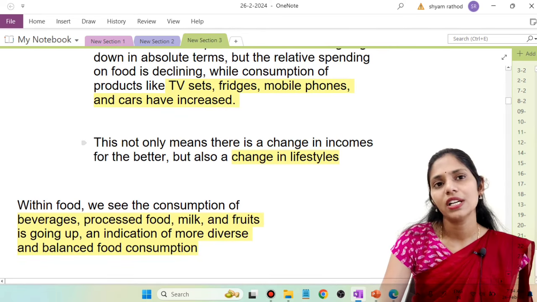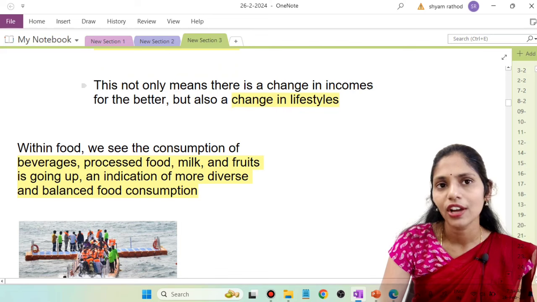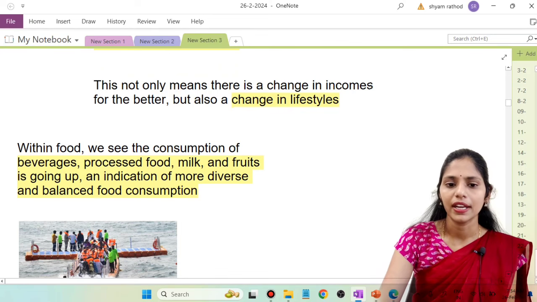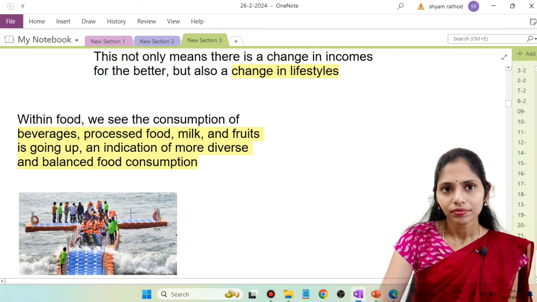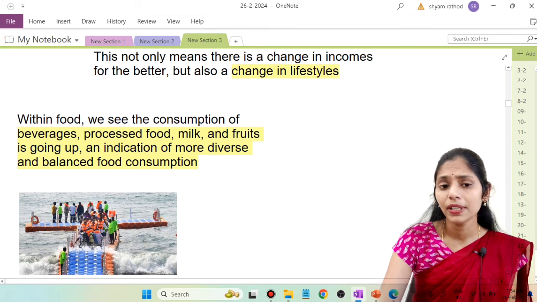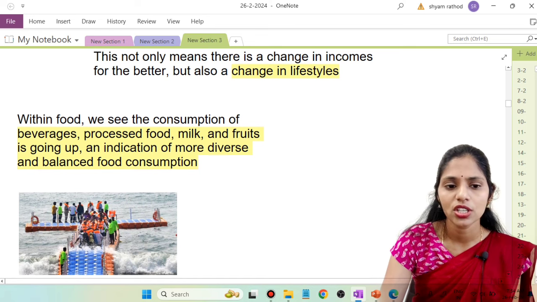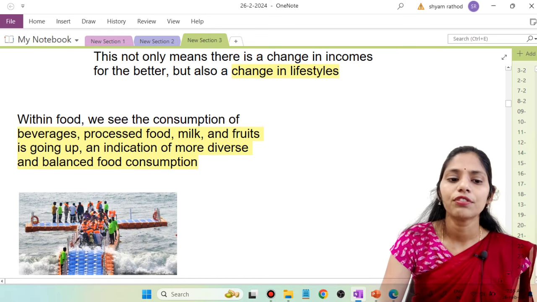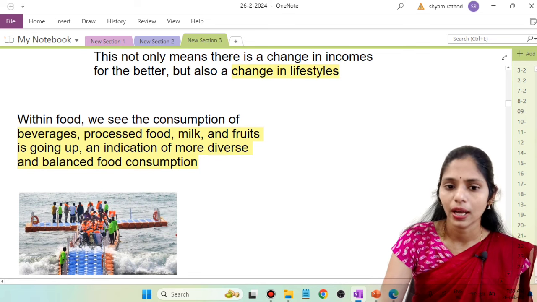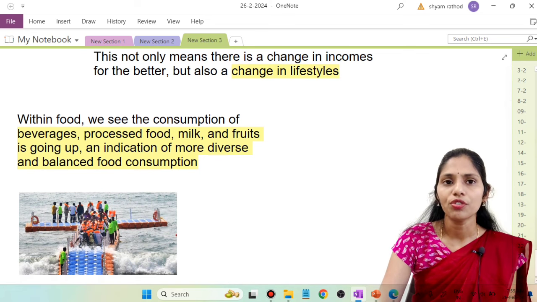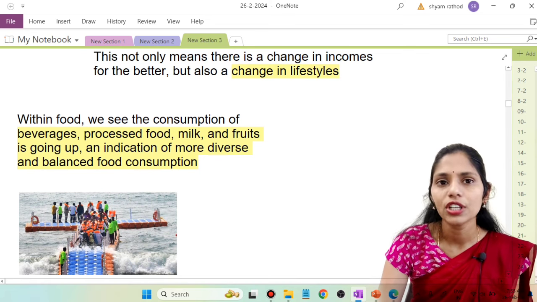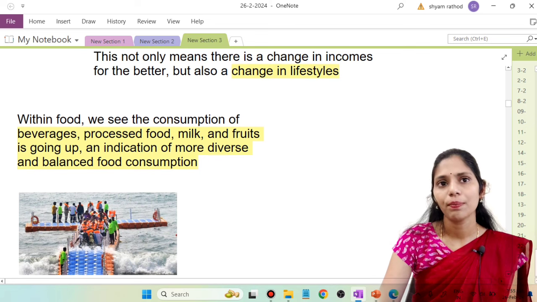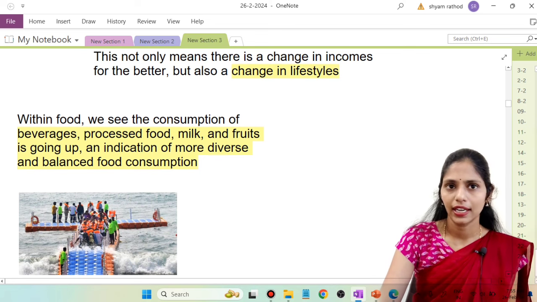And we can also understand that there is a change in lifestyle happening day by day. They have even started consuming beverages, processed food, milk, fruits, etc. These have gone up. So in this way, here we are focusing on balanced food consumption. So these are some important highlights of this data.